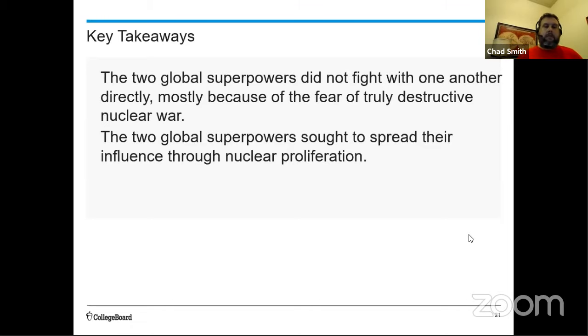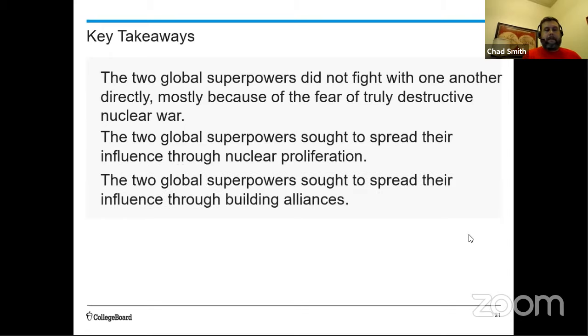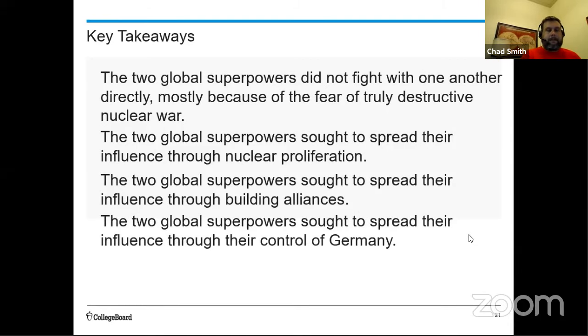We learned that since they didn't fight the war through direct military combat, they fought it in several other ways. One way was through nuclear proliferation, or racing one another to get nuclear technology and then build more nuclear weapons than the other. We also learned that they spread their influence through building alliances, and through their control of Germany, and in particular, the Eastern German city known as Berlin.